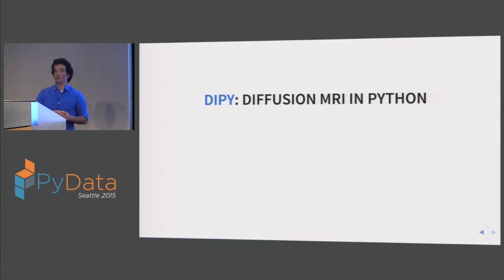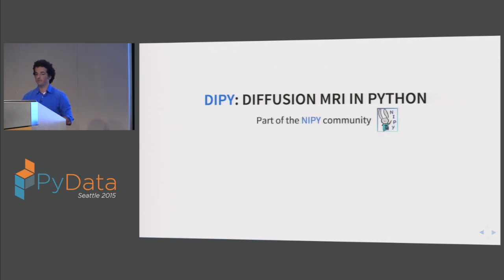Now, all the steps that I've shown you so far, we do using DIPy. I'll talk a little bit about DIPy, and then I'll present the problems that we try to solve using statistical learning. DIPy is part of a larger community that we call NiPy. NiPy stands for Neuroimaging in Python. It's a very widespread community worldwide of people who are practitioners doing research in neuroimaging using Python.